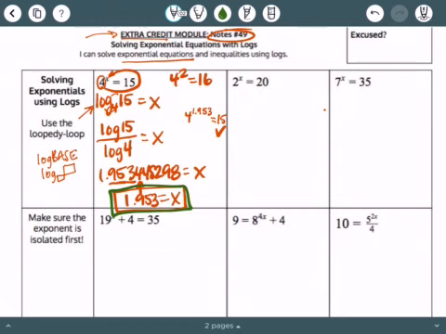To get this one started, I'm going to do the exact same thing, 2 to the x equals 20. So I'm going to put it in log form, base 2, 20 equals x. Go ahead and solve that on your calculator. You're trying to find out what x equals here and what x equals here. Go ahead and pause now and solve these 2 problems. We'll be back in a second.